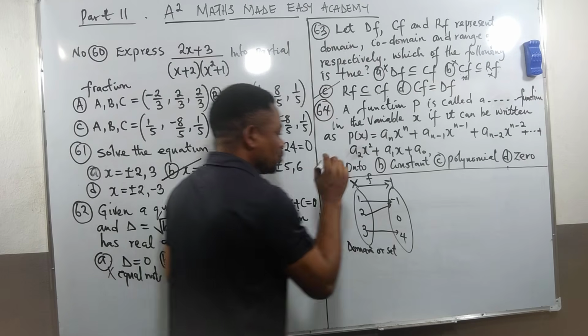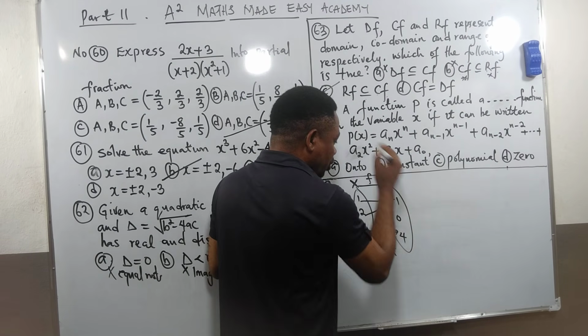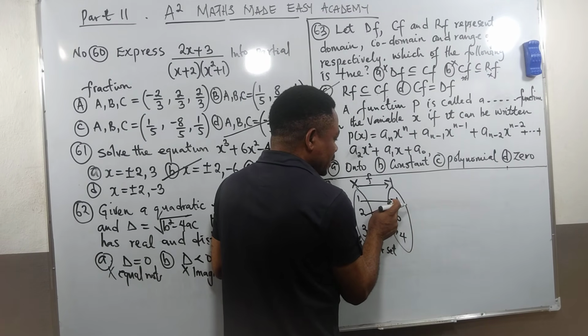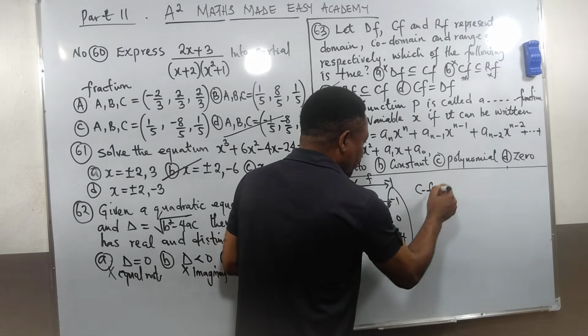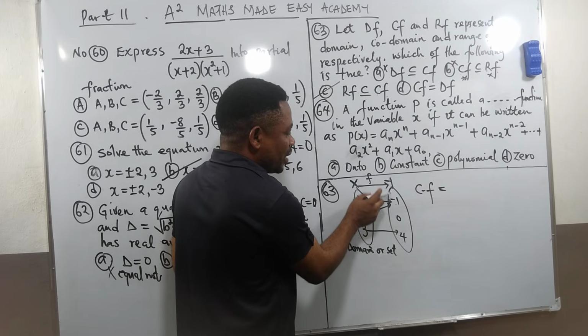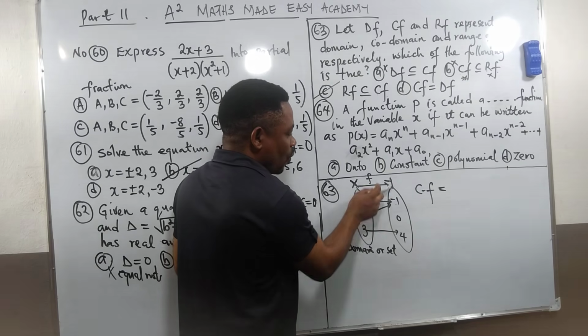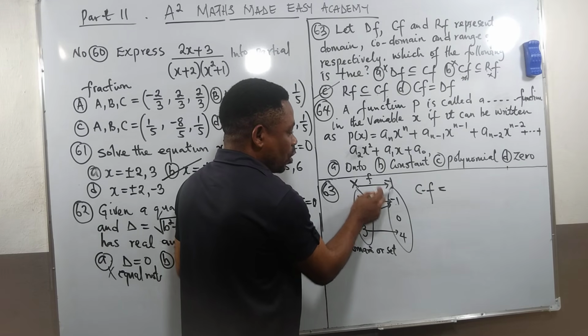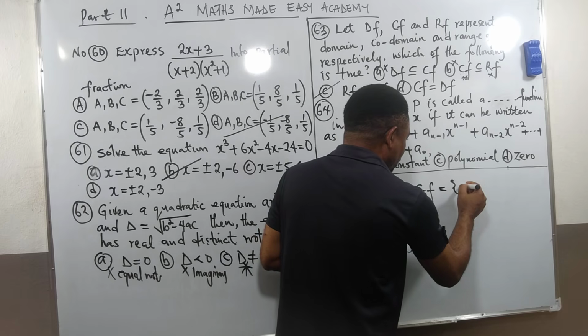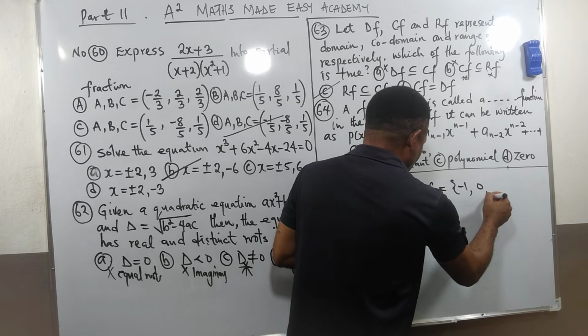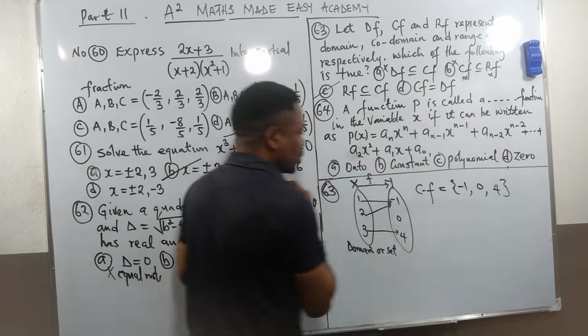So invariably now, do you know what the message is? Watch. What is actually the codomain from this diagram? The codomain is always from the Y place. The values are the set -1, 0, and 4. That is if they ask you what is the codomain.